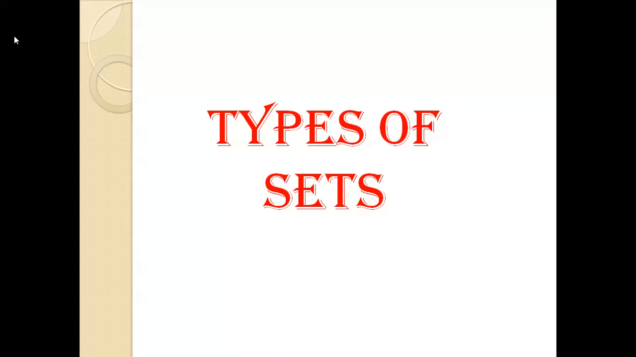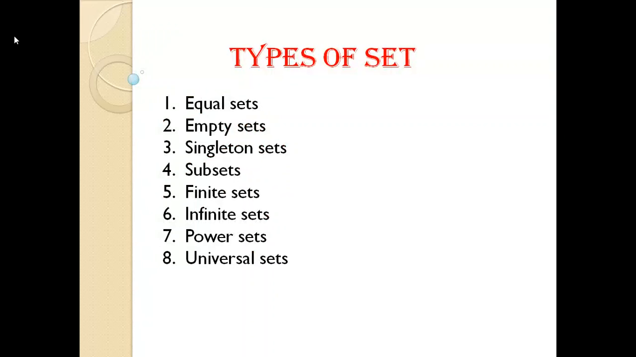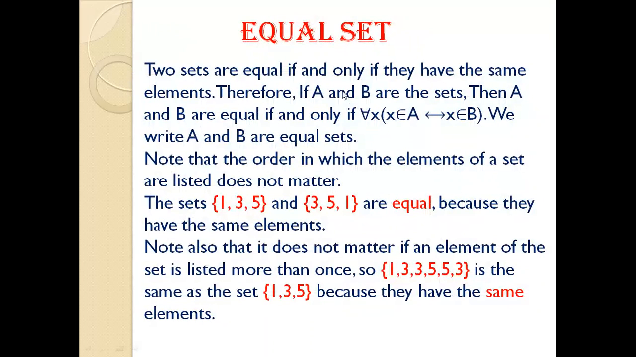In this part we study about types of set. So basically there are various types of set, but we see main 8 types of set like equal set, empty set, singleton set, subsets, finite set, infinite set, power set, and last is a universal set. First we see equal set.